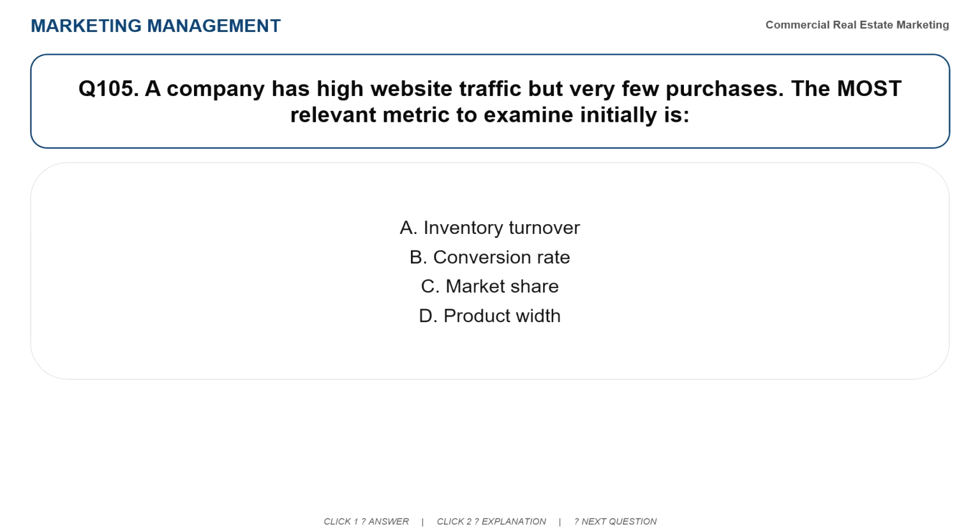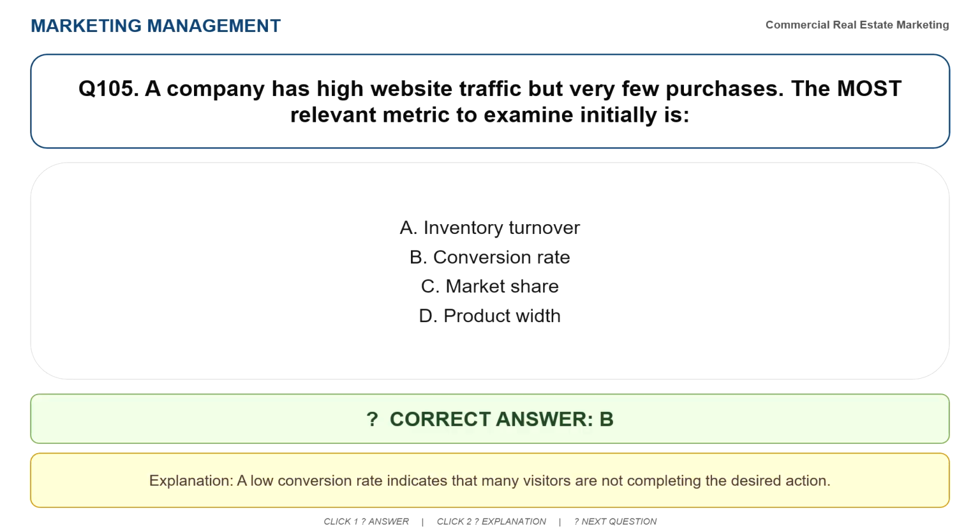Question 105. A company has high website traffic but very few purchases. The most relevant metric to examine initially is: Option A, inventory turnover. Option B, conversion rate. Option C, market share. Option D, product width. The correct answer is B. Explanation. A low conversion rate indicates that many visitors are not completing the desired action.